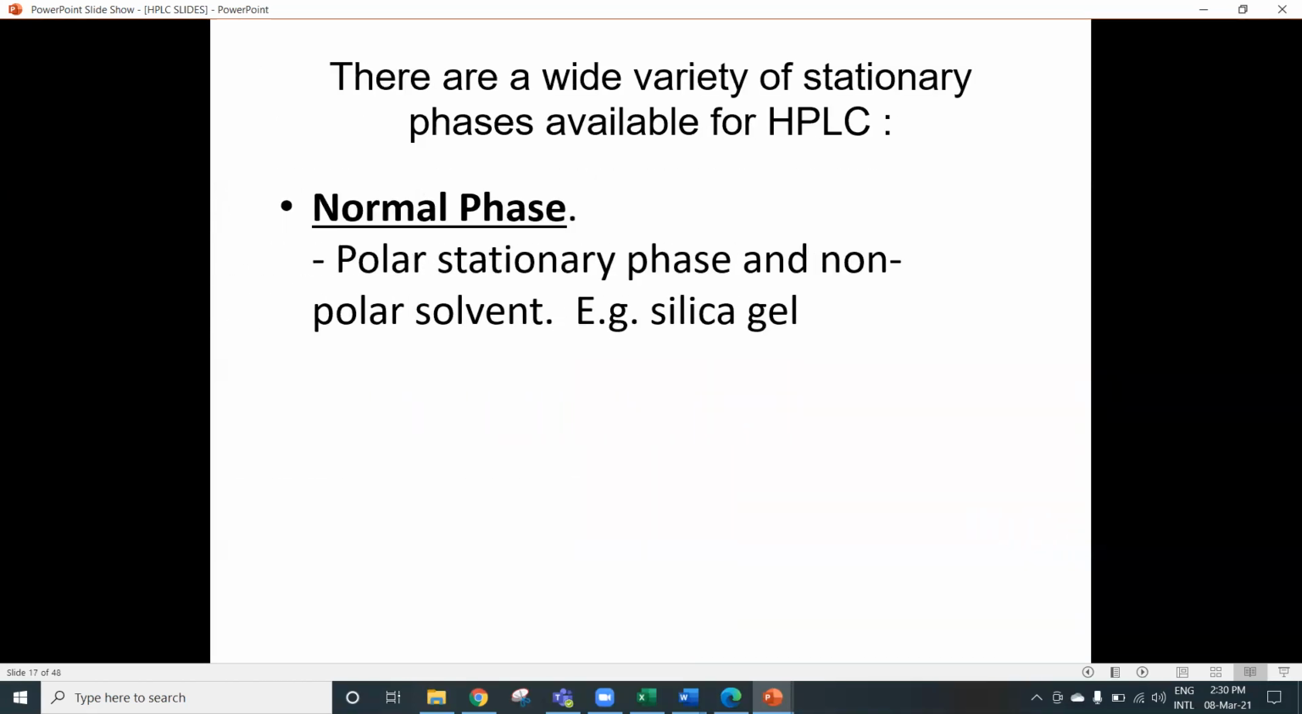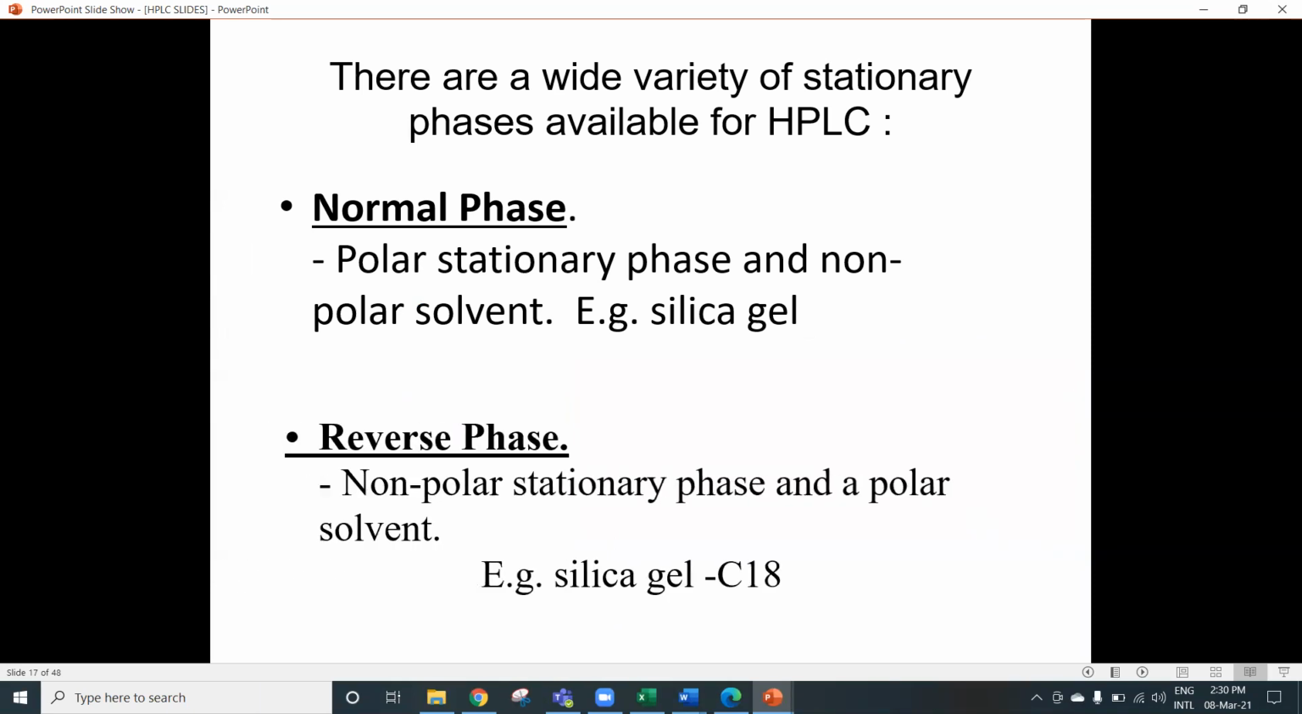So in the HPLC, we have two different phases available. We have what we call the normal phase, and we have what we call the reverse phase. In normal phase HPLC, your stationary phase is polar and your solvent is not polar. Remember when we were talking about partitioning, you must have two different phases. So your stationary phase is polar, your mobile phase will be non-polar. And just as we saw in the principle of liquid-liquid extraction, like separates like.